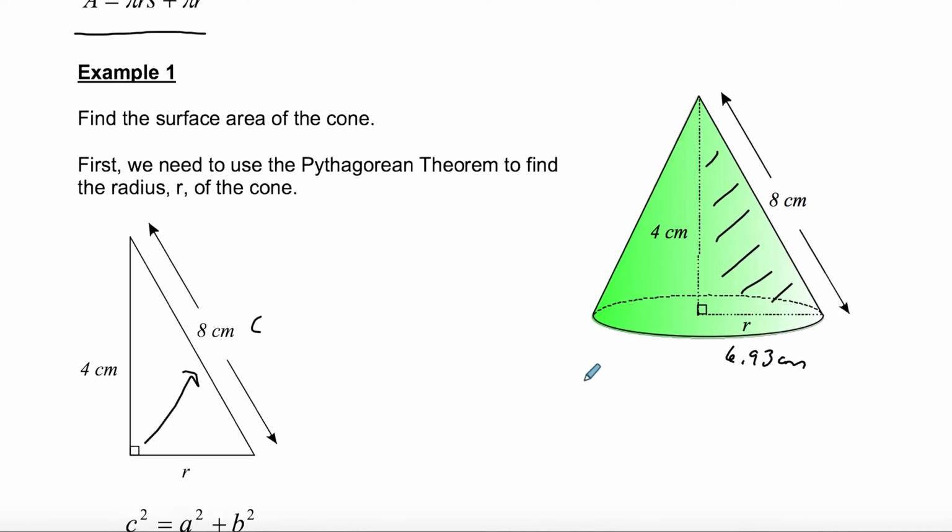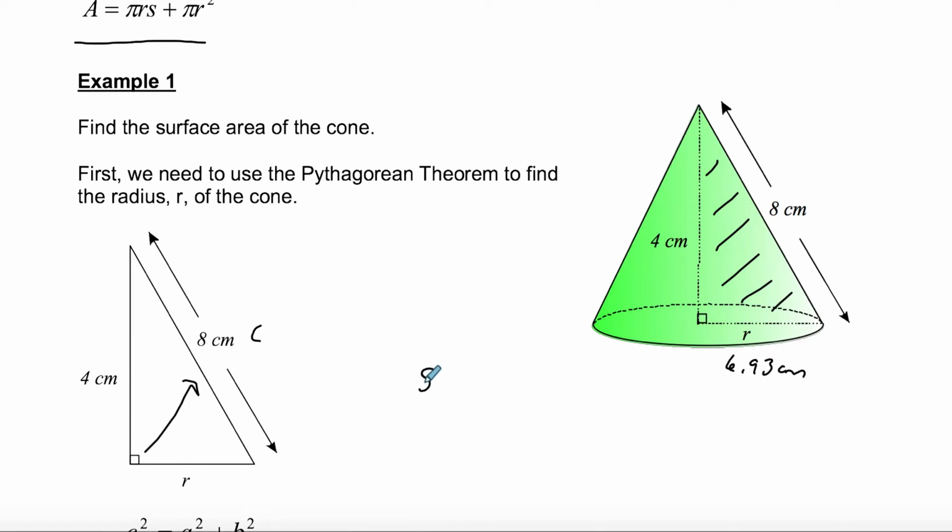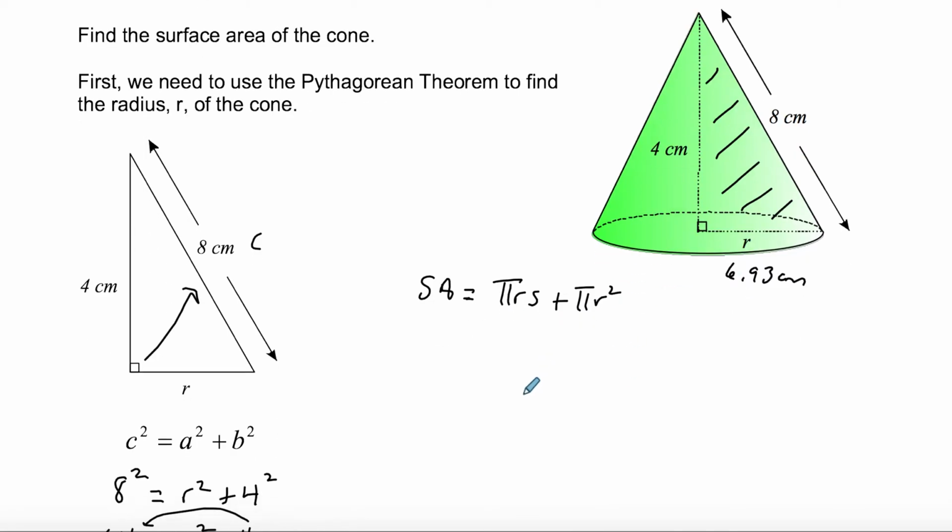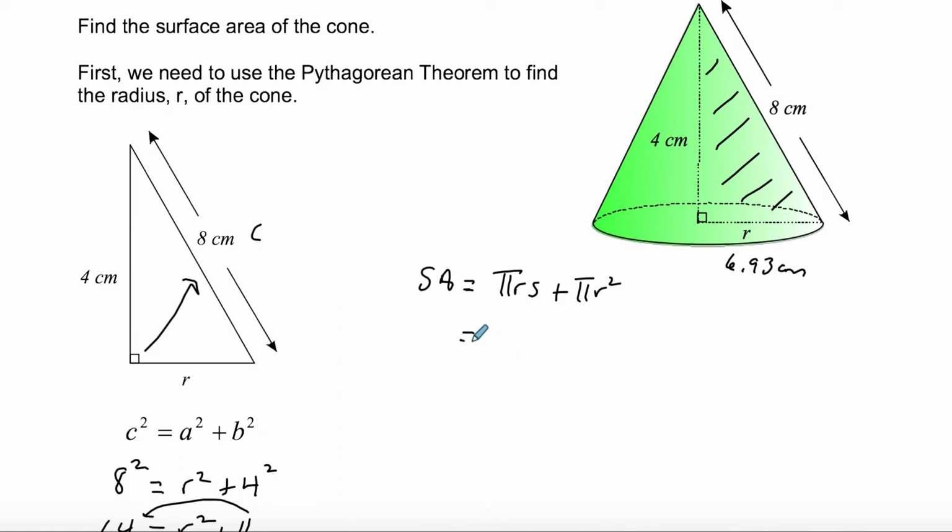So we can go back to our formula for surface area, or just A or SA, equals pi rs plus pi r squared. And then we just sub in the values that we know. So pi, if you're using your pi button on your calculator, the radius is 6.93 times the slant height is 8, plus pi times the radius squared, 6.93 squared. And that represents the circular base at the bottom.